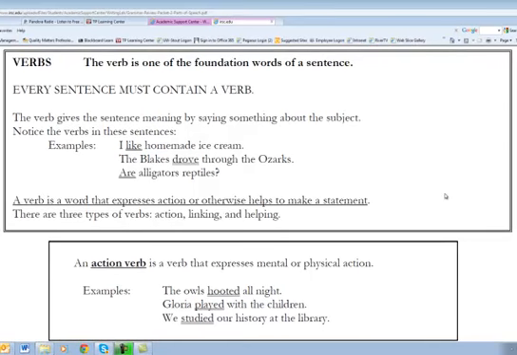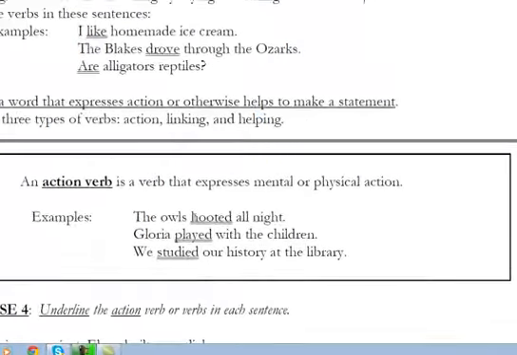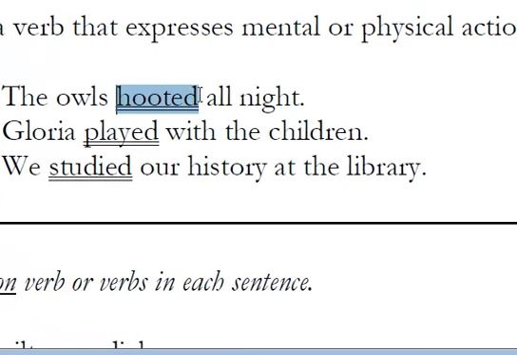Let's focus on action verbs first. Most of us are familiar with action verbs, which express the mental or physical action within a sentence. The owls hooted all night. Gloria played with the children. We studied our history at the library. So you can see these verbs are clearly giving us an action that is going on in the sentence, and these are the most easily identifiable verbs.